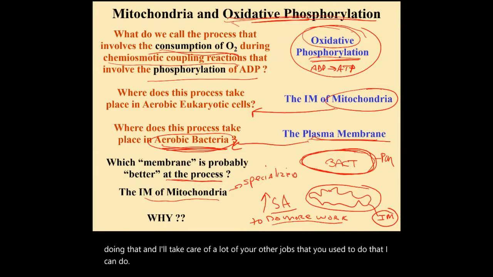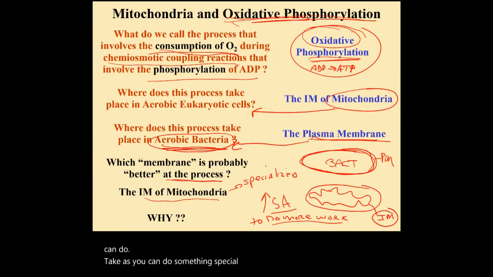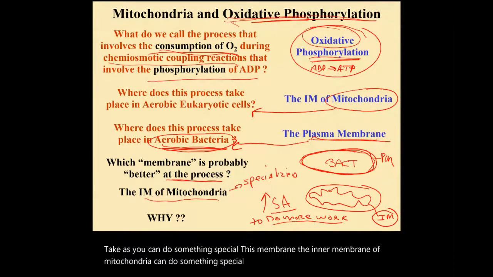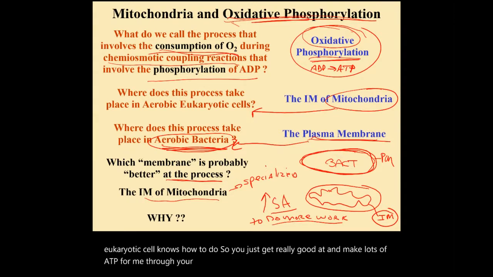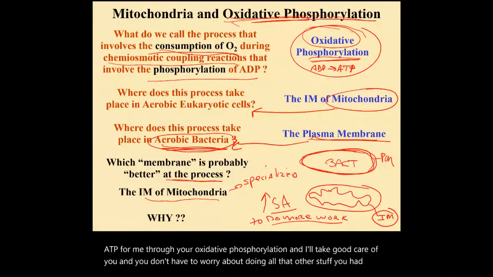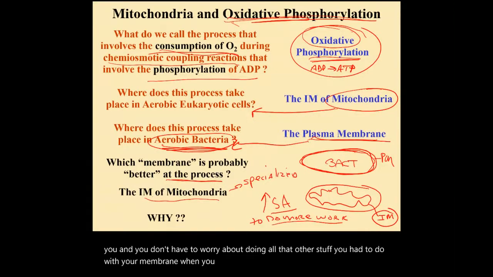Because you can do something special. This membrane, the inner membrane of mitochondria, can do something special that no other membrane in the big eukaryotic cell knows how to do. So you just get really good at that and make lots of ATP for me through your oxidative phosphorylation. And I'll take care of you, and you don't have to worry about doing all that other stuff you had to do with your membrane when you were a free-living bacteria.